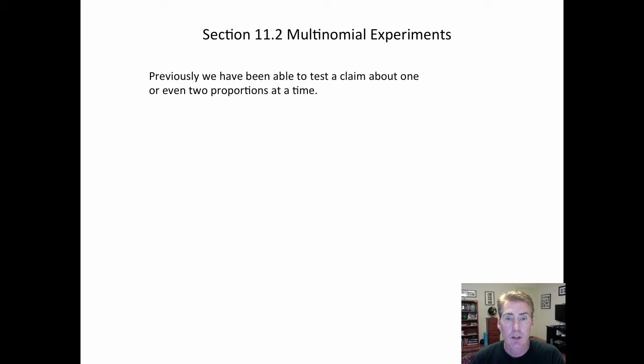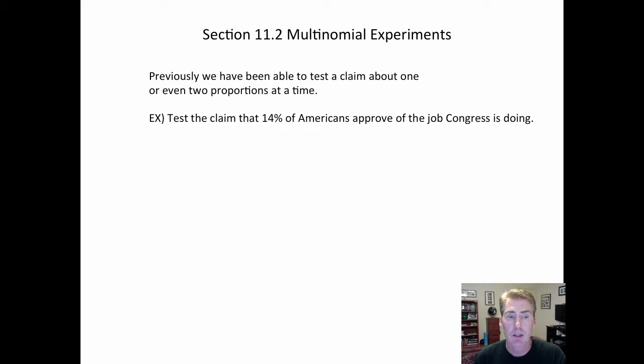So in the past, we were able to test claims about one proportion or perhaps two proportions at a time. So we would have something like this. Test the claim that 14% of Americans do whatever. The important part here is it says test the claim that 14%. So that's a claim about one proportion. And we would write down the claim just like this. We've got one proportion, it equals 0.14.